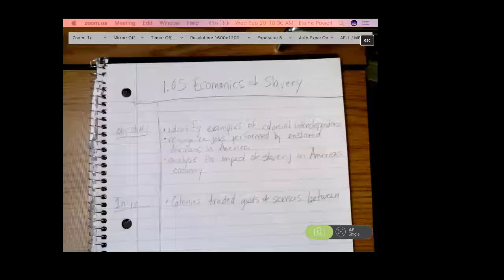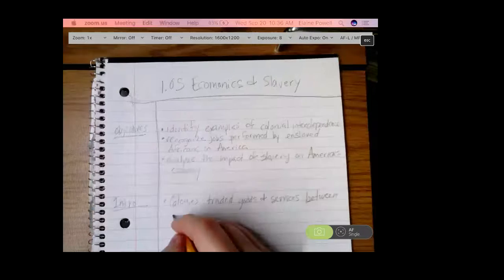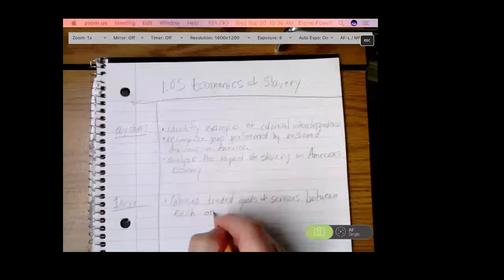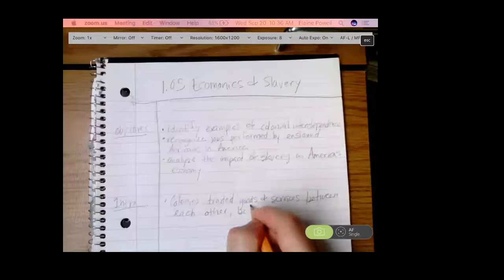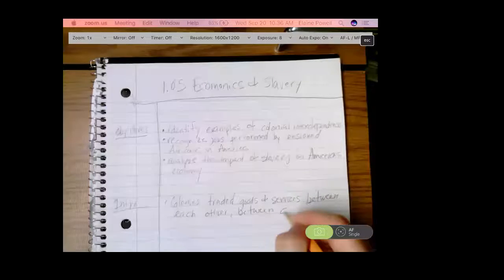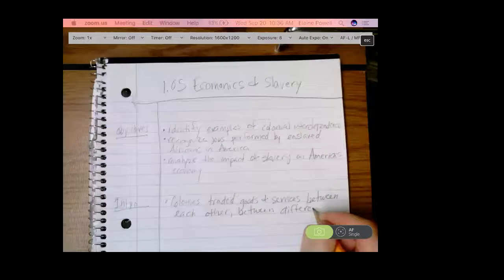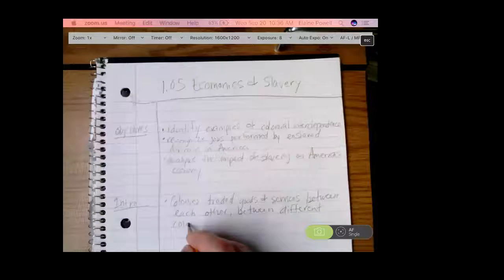Yeah. Each other. Between each other or between different colonies, right? Between each other. Between different colonies.